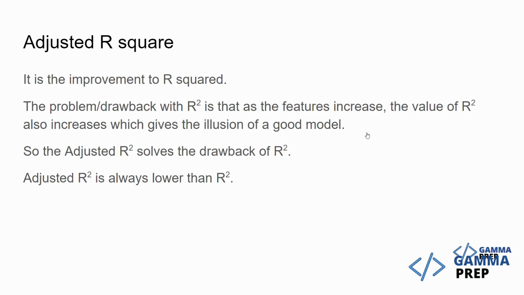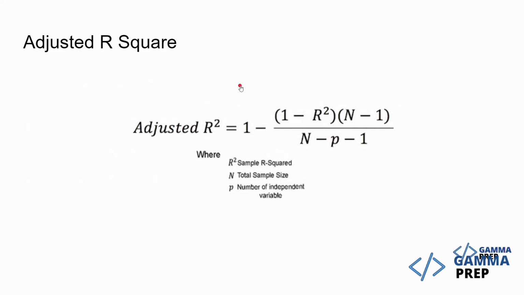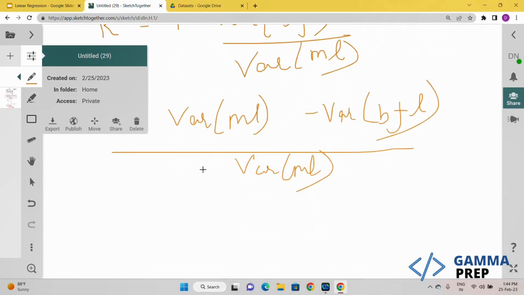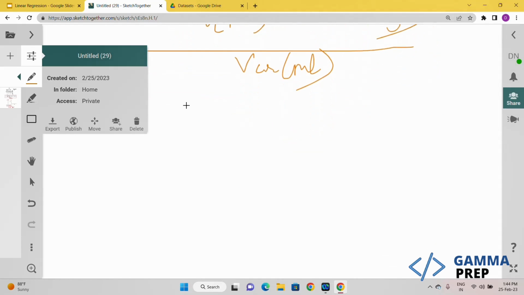So when the number of features are high, you shouldn't go for R square, but you should go for adjusted R square. And we'll see what adjusted R square is. It turns out to be lower than the R square, but it basically reduces the effect of the number of features which is there on R square. So whenever the number of features are high, you should go for adjusted R square. Okay, now let's see what the adjusted R square formula is.